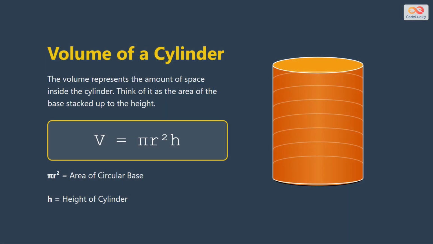The volume measures how much space is inside the cylinder. To find it, you simply multiply the area of the circular base by the height. The formula is volume equals pi times radius squared times height.